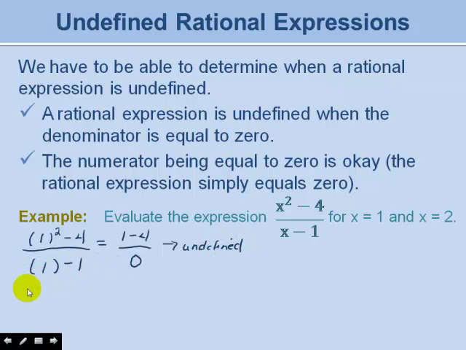Now let's look at our other replacement value. So if we're using 2 for our replacement value now, here we have 2 squared, which is 4. And in the denominator we have 2 minus 1, which is 1. In our numerator we have 4 minus 4, which gives us 0. In the denominator we have 1. Now this is the second case that we talked about up here. In this one the numerator is equal to 0, which is okay. That just gives us a value of 0.